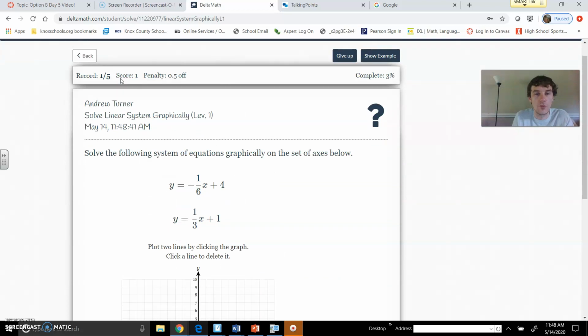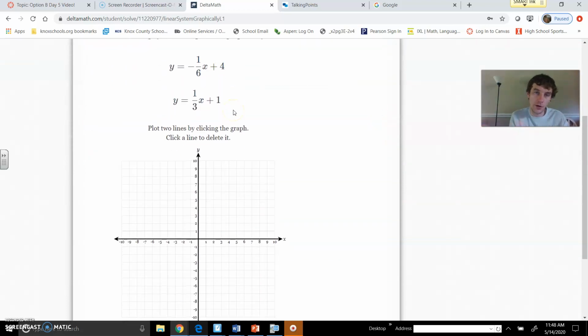So let's look at another one. We're going to use that same quicker graphing system here, starting at 4, +4 this time. Let's go down 1 and right 6. I did that because this value was negative, so we want to see that line going down over time. And the other line starts at +1 and rises 1, runs 3.